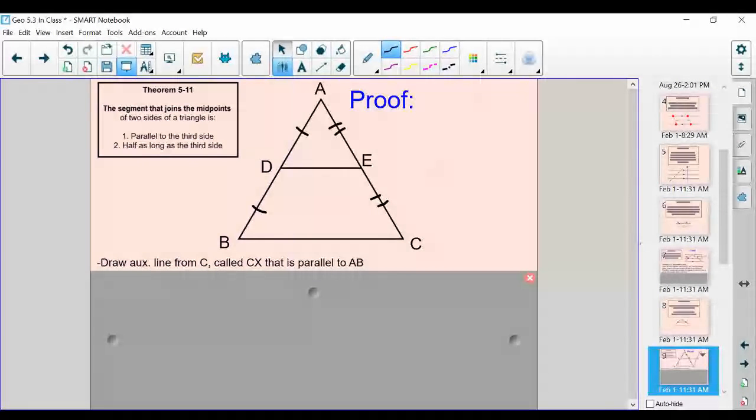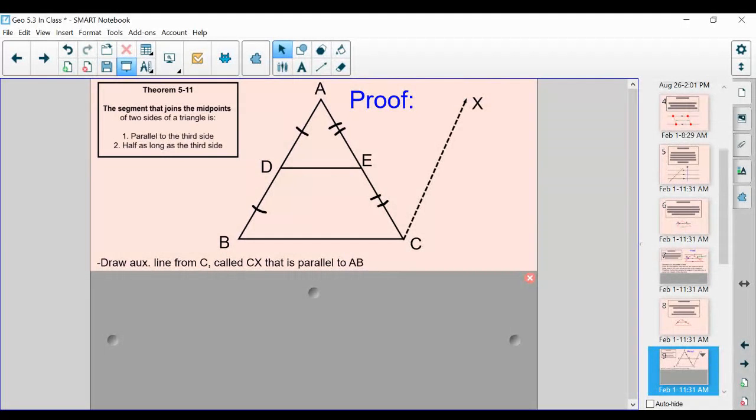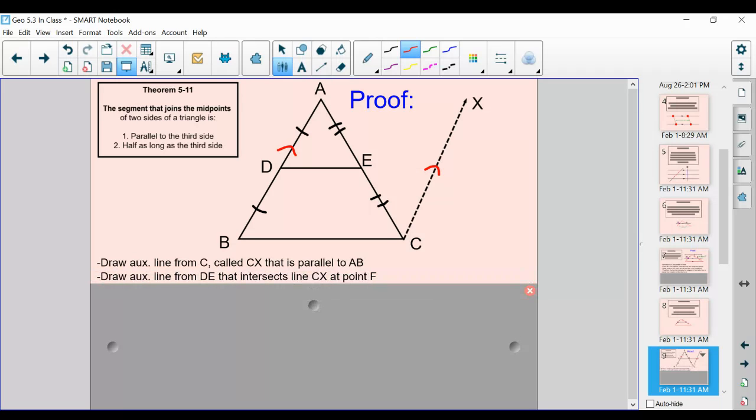We're going to draw an auxiliary line from C called CX that's going to be parallel to AB. So we know that AB is parallel to CX, right? So we are stating that we can draw these lines, right? We can draw an auxiliary line. From here, we're going to draw an auxiliary line from DE or point E that intersects that new line at a point, and we're going to call that point F. So all we did was just draw two auxiliary lines so far. Again, if you want to pause here and try it out, go for it, and then resume when you're ready to see what happens.